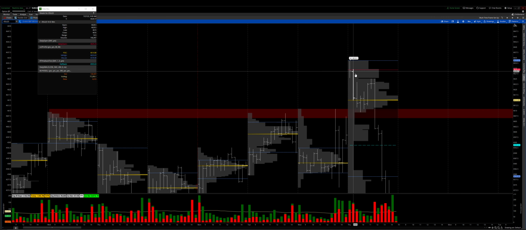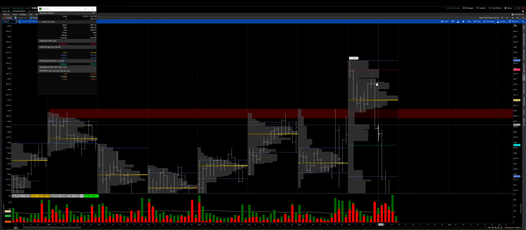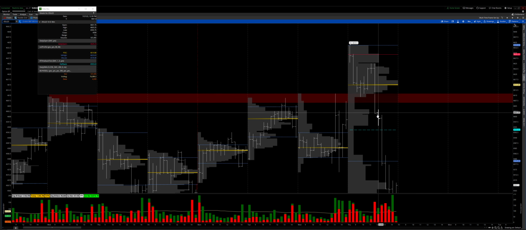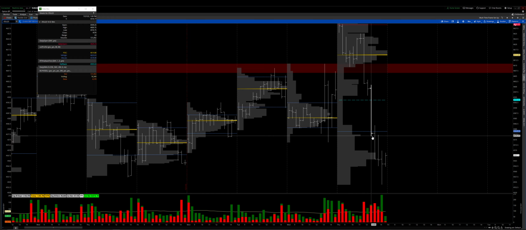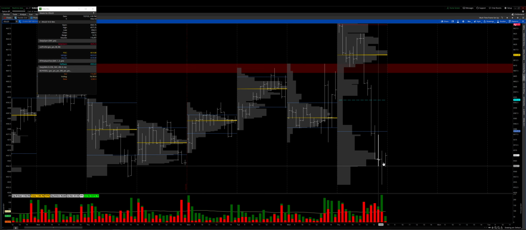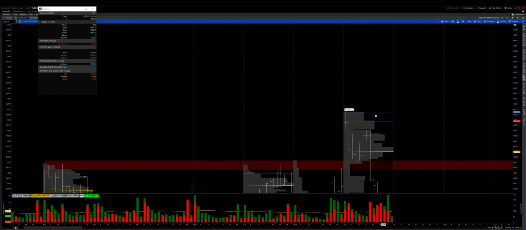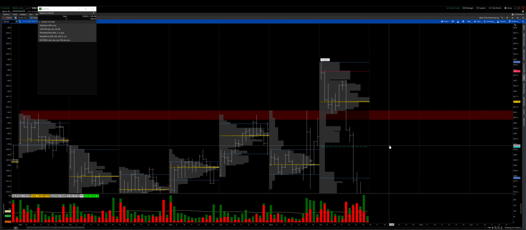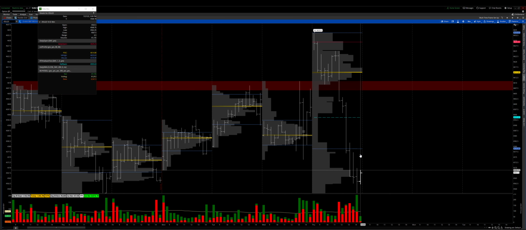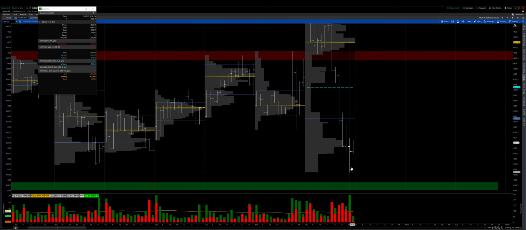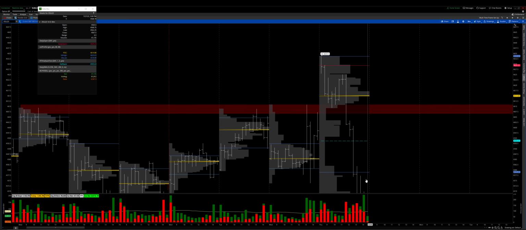Yeah, A being the first distribution, this whole section being the second distribution, and then this section down here being the third distribution. So 1, 2, 3. So a triple distribution day, 4 sets of single prints to the downside, with a price probe to the downside. So very, very weak, to say the least.